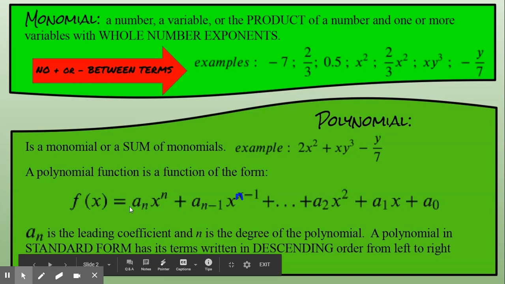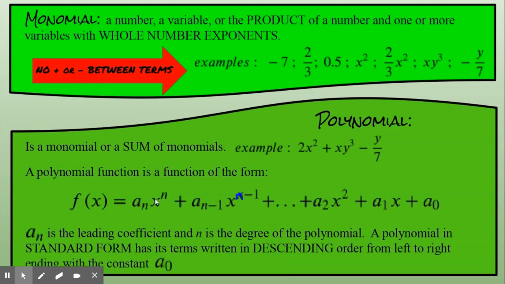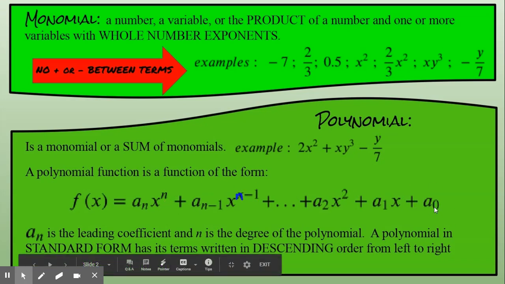So it's standard form as long as I have my largest exponent first, and I decrease as I'm moving my way down. So it could be anything. I could have x to the 10th power, and then it would have to decrease in order. And it always goes down to the constant. Now we're labeling the constant as a sub 0 for right now.